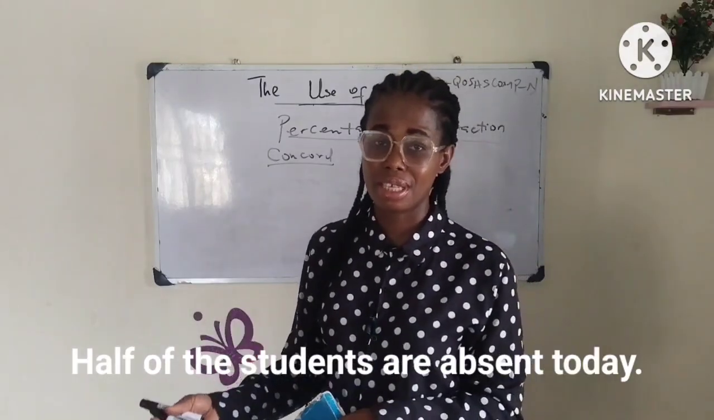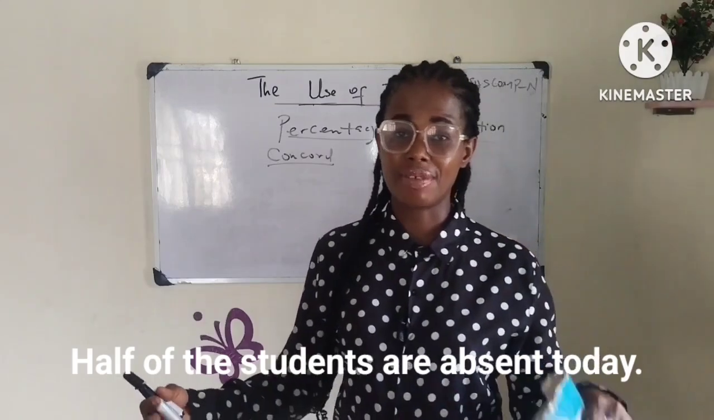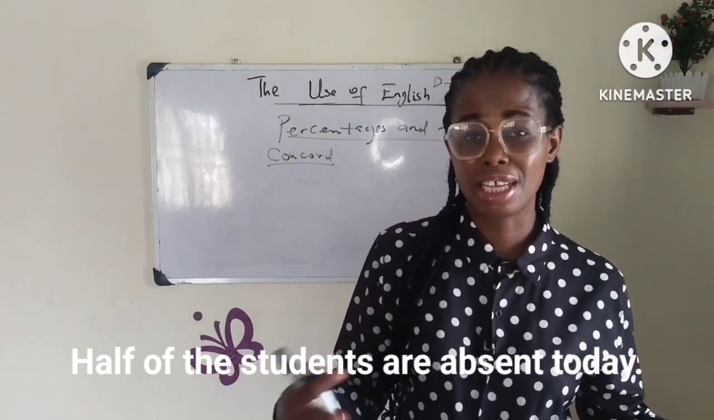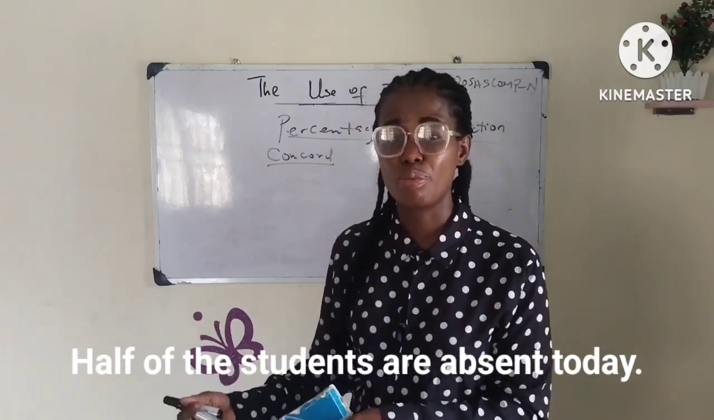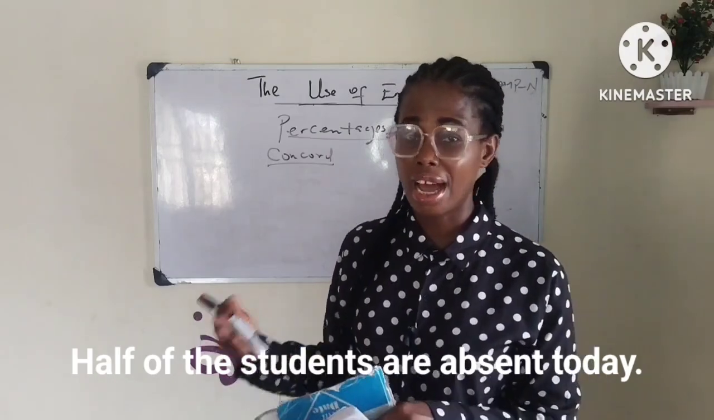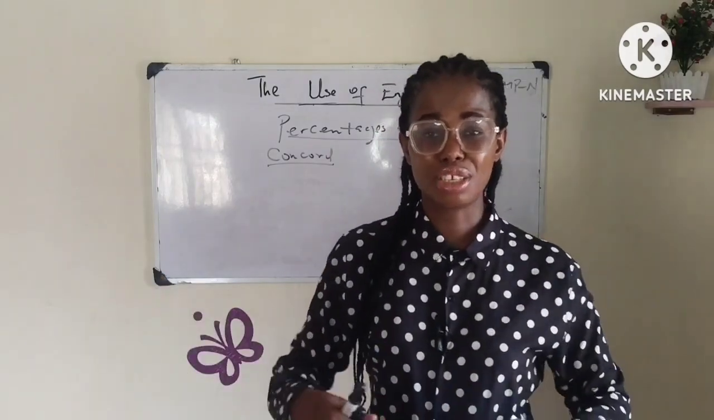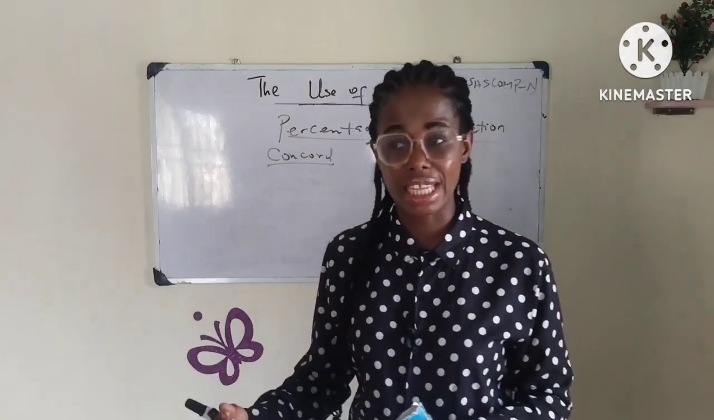Half of the students are absent today. Now we have students coming after half. Students here is plural, so I have to use a plural verb in the sentence. Half of the students are absent today. So your attention should be on the noun that comes after the fraction or the percentage.